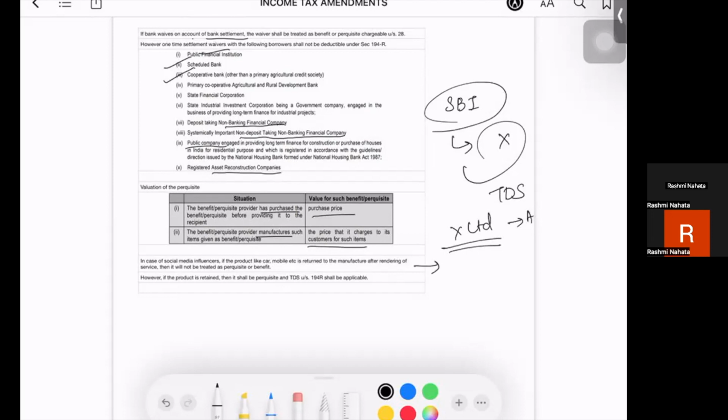This has also affected social media influencers. Even they get certain benefits. So when they advertise a particular product, sometimes they are able to retain the product. So they have got the benefit or the perquisite. If they are retaining it, it shall be a taxable perquisite. But if they are returning it to the manufacturer or the advertiser or the company, then it shall not be a taxable perquisite. So if they are retaining it, it is a taxable perquisite, and 194R shall be applicable. So these are the amendments.